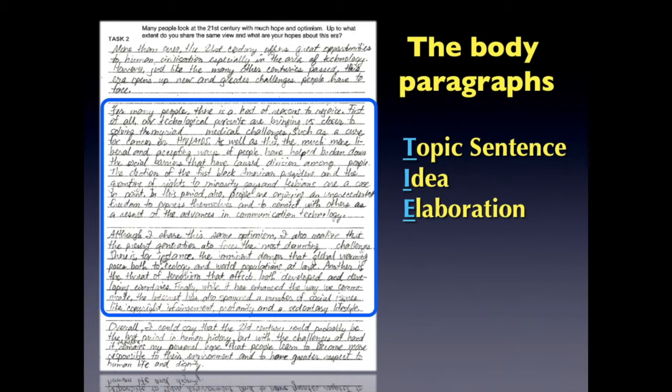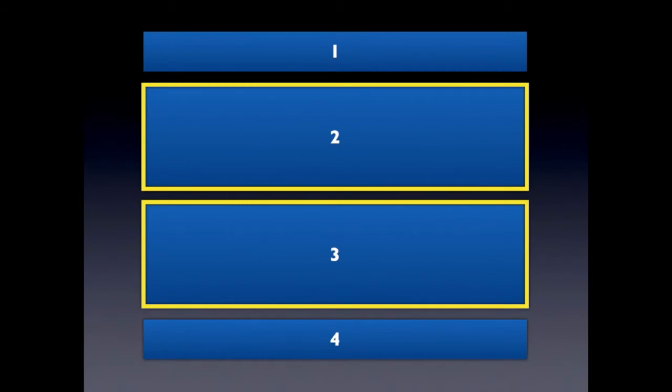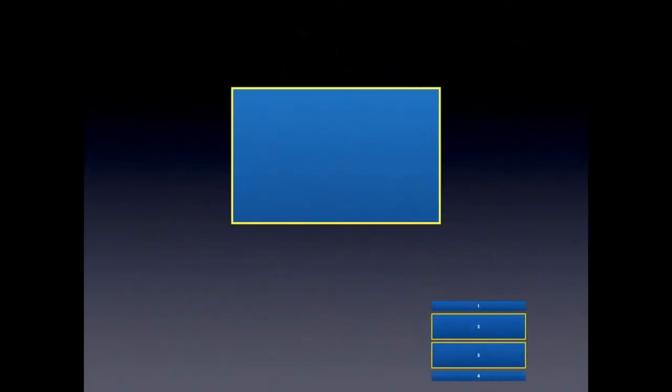And so in the past, they've learned that the TIE method is basically the three parts of the body paragraph, and these three parts are represented by the topic sentence, the idea, and the elaboration. And the way it's done is this. So just a brief recap. So imagine this is the 4-paragraph format, and numbers 2 and 3 are the ones in the middle, the body paragraphs. This is how paragraph 2 would look like.